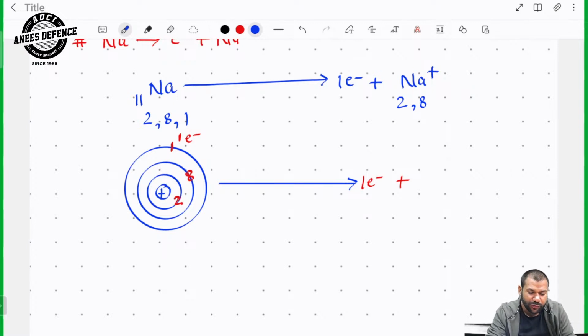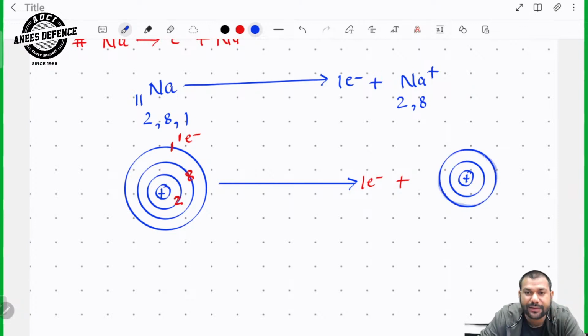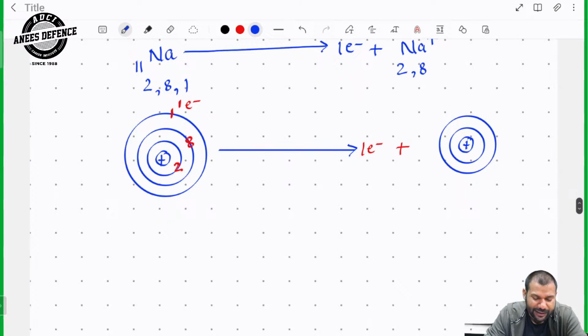which indicates that before losing the electron there were 3 shells: K shell, L shell, and M shell. But after losing the electron, there are only 2 shells: K shell and L shell. So the M shell is gone, which clearly implies that the arrangement of the sodium ion will be something like this. The third shell will be gone. So by this discussion, we can clearly state that if any element is losing electrons, then its atomic size will decrease. Its atomic radius will decrease.